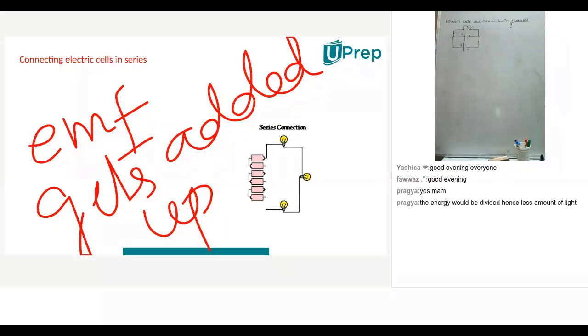Very good. It glows as usual. Yes, it glows just at the capacity it glows when there is only one cell. Yes, very well said. Applause to you, Ashika. Neha, because in series we have already seen that EMFs get added up, so you can guess that something opposite to that will happen in parallel.